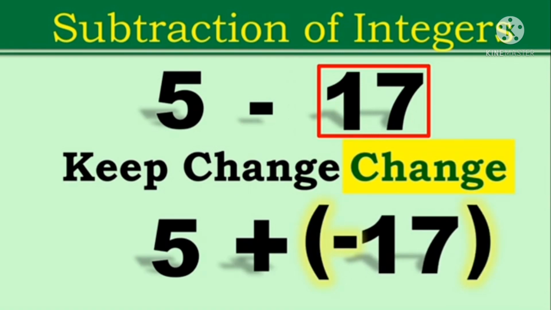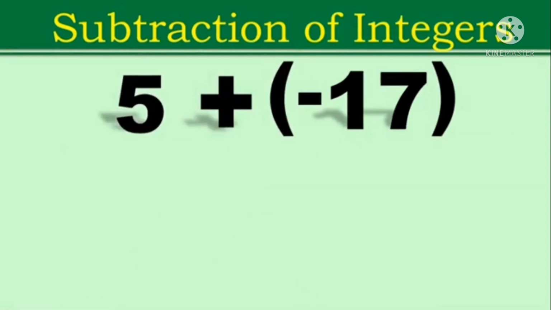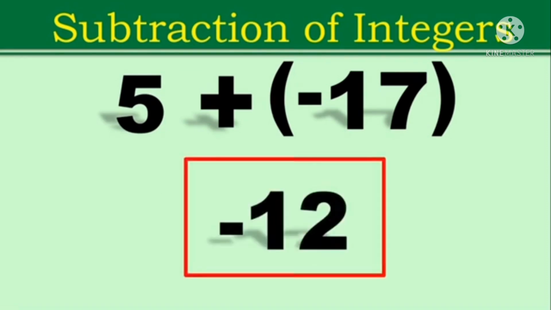Were you able to follow? I repeat. We keep positive 5. We change the sign from negative to positive. And we change the given from positive 17 to negative 17. So that's it. Keep, change, change. Keep that in mind. So how do we solve 5 plus negative 17? We will be using the rules in adding integers. We are going to add, and the result is negative 12.